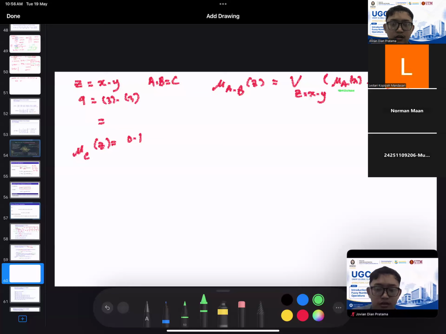So let's say you're looking for another one. You want to calculate mu C of z. So now I'm talking about z equal to 10. Just now we were talking about when our z is equal to 9.